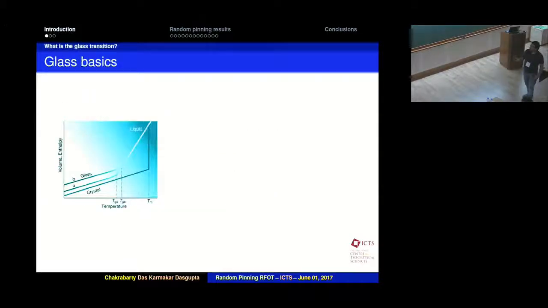So these are some pictures we have been seeing. Yeah, I just changed the color in the middle of the last talk. So this is the usual stuff.